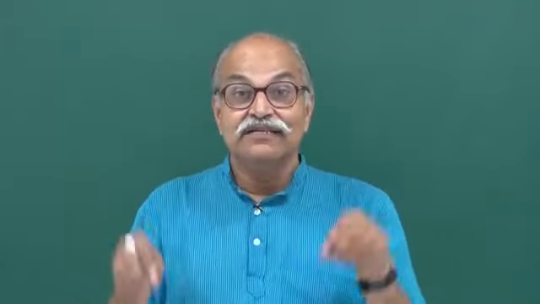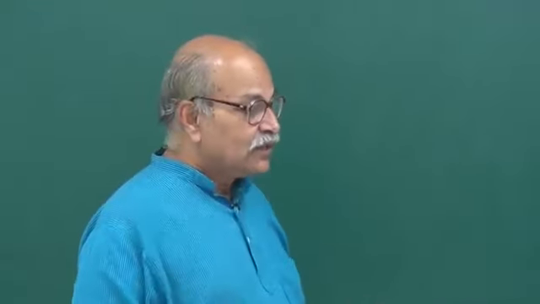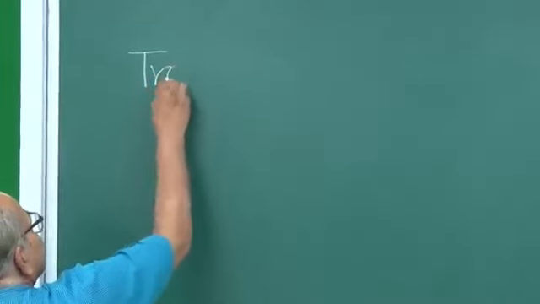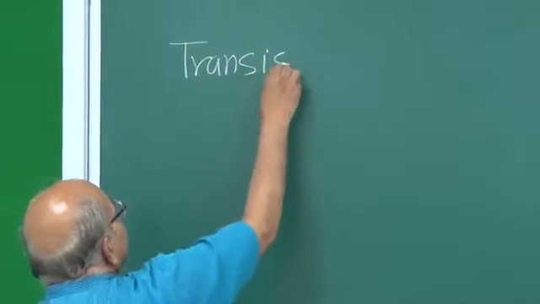Now the next range of devices are possible because of another kind of structuring, where we dope two p-type and one n-type, or two n-type and one p-type, in the same wafer and get what is called a transistor. So our next few lectures will be on transistors. So let us first look at the structure. Transistor.